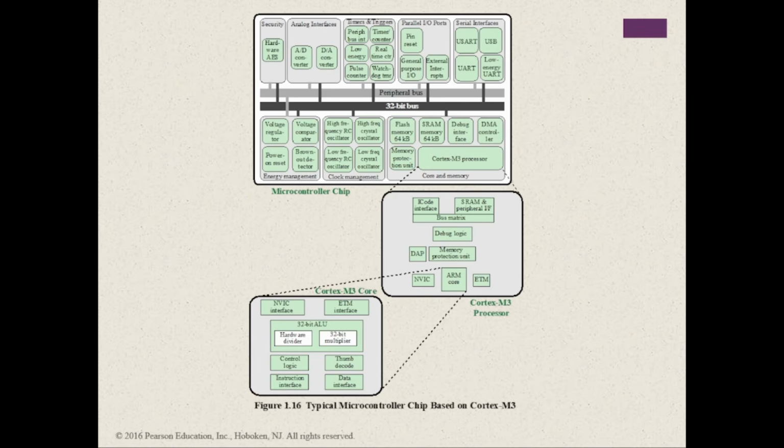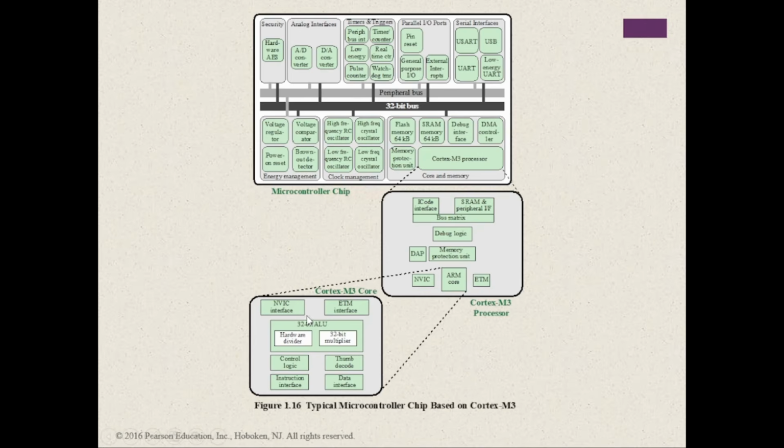The core contains a decoder for Thumb instructions, an advanced ALU with support for hardware multiply and divide, control logic, and interfaces to the other components of the processor. In particular, there is an interface to the Nested Vector Interrupt Controller, or NVIC, and the Embedded Trace Macrocell, or ETM module. The core is part of the module called the Cortex M3 processor. This term is somewhat misleading because typically in the literature, the terms core and processor are viewed as equivalent. In addition to the core, the processor includes the following elements: the NVIC.